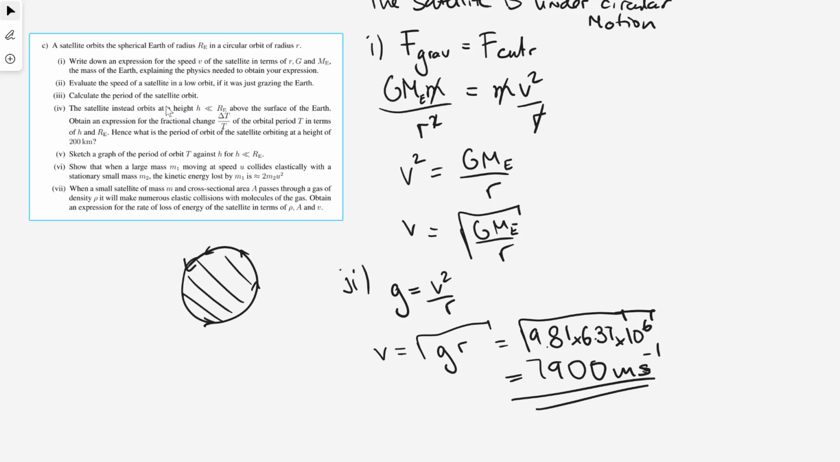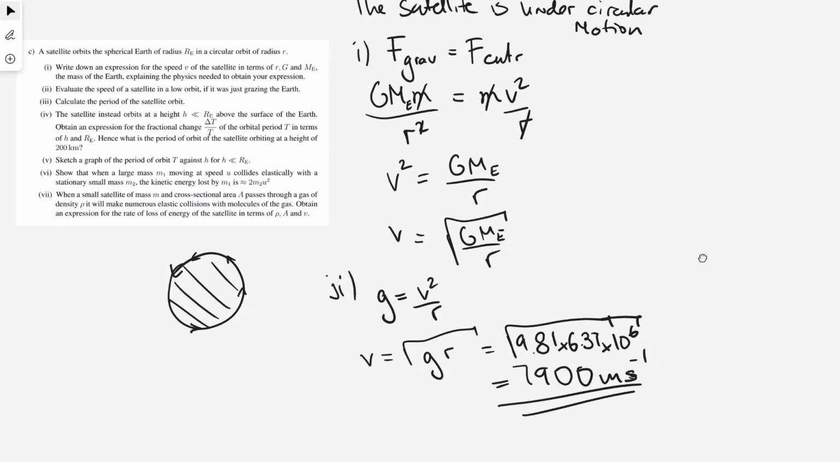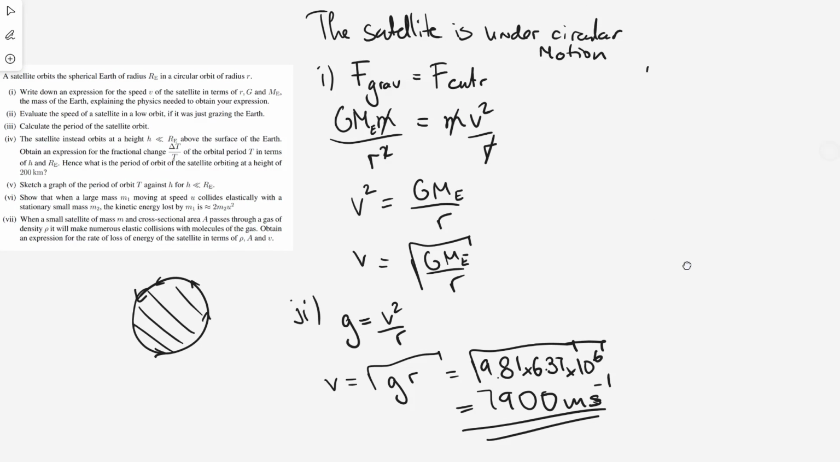So part 3, calculate the period of that satellite's orbit. Well, part 3 is not so bad. All we need to do really for part 3, I'm going to use that v is going to equal 2 pi r divided by the time period. So remember, the speed is just the distance traveled in one time period, and the distance is just one circumference.